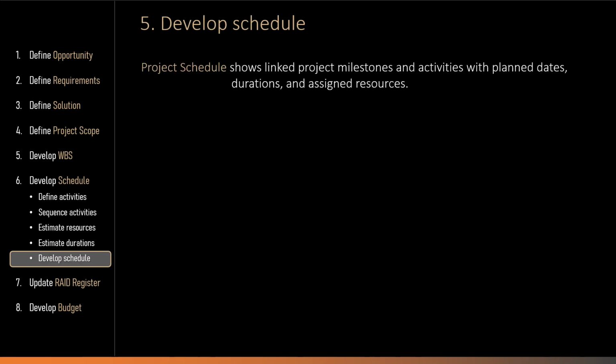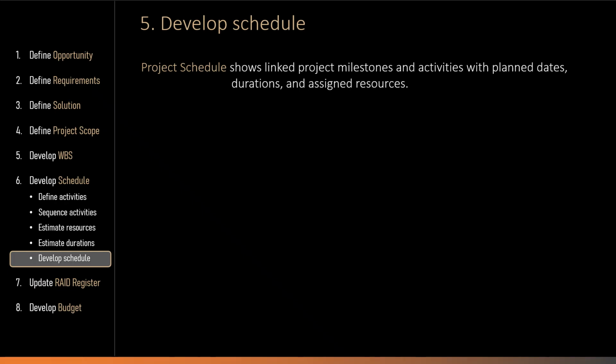After completing the previous steps, all project activities should now be identified, sequenced, and estimated. This information can be used to develop the project schedule. The project schedule shows the project milestones and activities, their planned dates, durations, dependencies, and assigned resources. However, for a schedule to be useful, it must also be easy to read, understand, and maintain. If the schedule is too complex or unclear, it will not be used effectively by the project team or stakeholders.